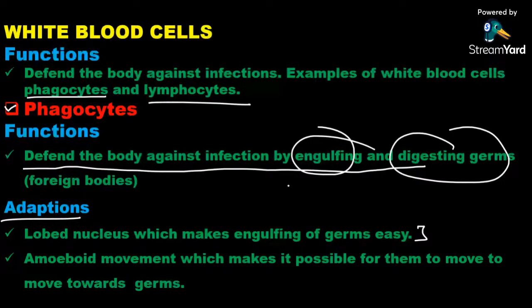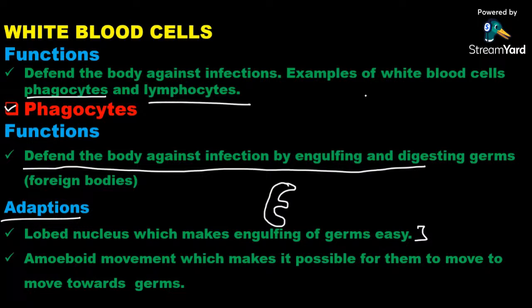But let me just try to draw a lobed nucleus the way it looks. It's more like this one. So they have the lobed nucleus. That makes them easy to engulf germs. In short, they can change shape easily and of course engulf. To engulf is just more like to swallow.